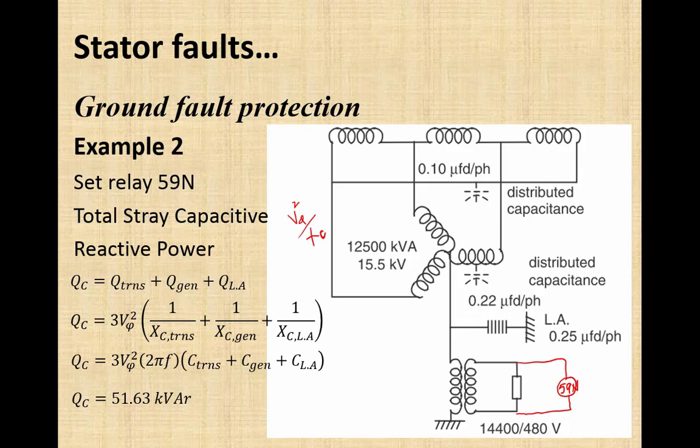So it means in case of a line to ground fault, the resistive power loss should be equal to or greater than this value of QC, which is 51.63 kVAR.